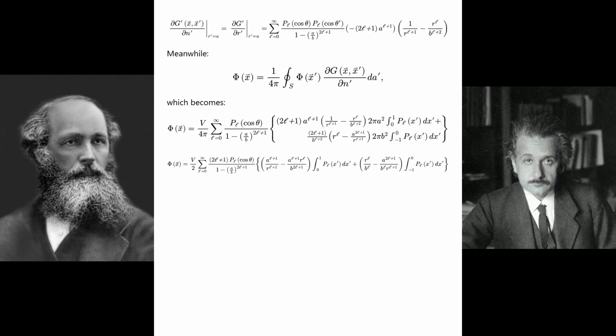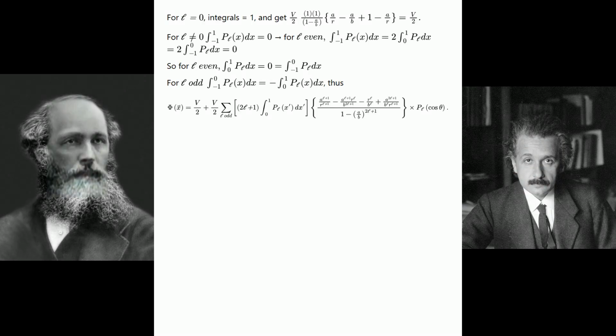Meanwhile, see the equation, which becomes, see the following equations. For l equals 0, the integral equals 1, and we get V over 2 times the fraction with numerator 1 and denominator 1 minus a over b, times the brace a over r minus a over b plus 1 minus a over r, which equals V over 2.